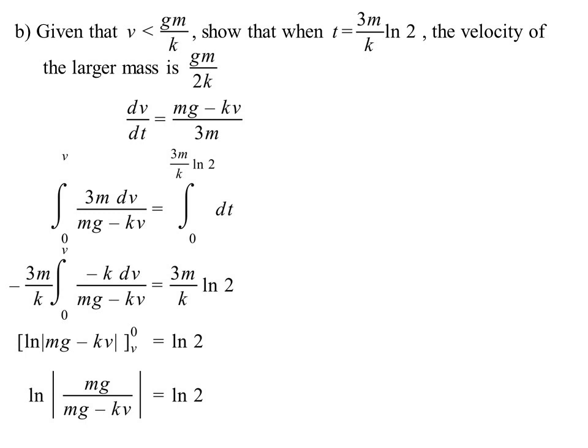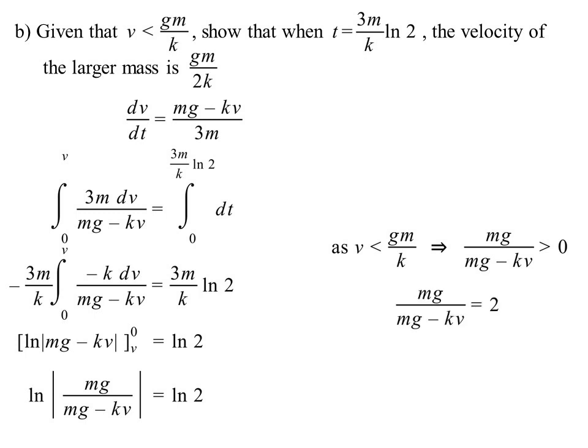Now, this one's okay because they told me that V is less than gm on k. Therefore, I know this mg minus kv must be a positive number, which means the whole fraction is a positive number. Therefore, mg on mg minus kv is 2. Those things must be equal, couldn't be negative 2. And we end up with V equals mg on 2k, and that's what we wanted to show.